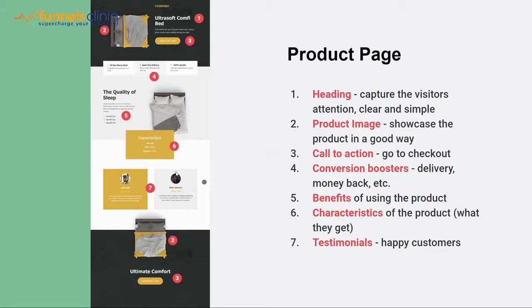Then the seventh is the testimonial. This is very key, especially for selling a product, where you have the testimonials. These are happy customers using your product, and this is social proof. Basically, anybody who wants to buy a certain product is always reading the reviews of such a product. So it is important to add such happy customers.